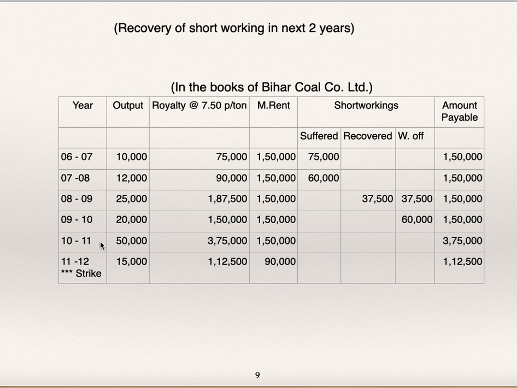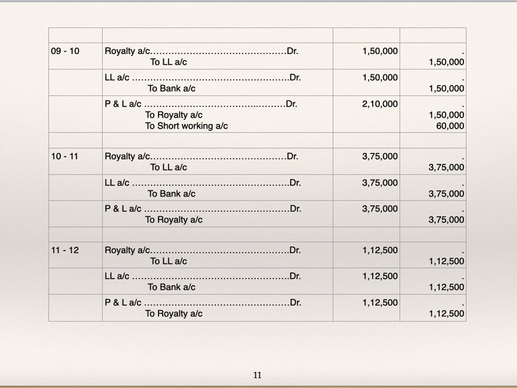Now 10-11, nothing in suffered column, nothing in recovered column, nothing in written off column. Very simple. Royalty to landlord, landlord to bank, and profit and loss to royalty. Amount is 3,75,000. For the year 11-12 also, royalty to landlord, landlord to bank, and profit and loss to royalty. Amount is 1,12,500. See 10-11 and 11-12.